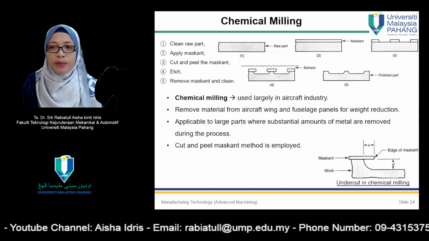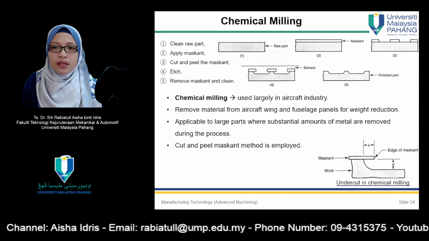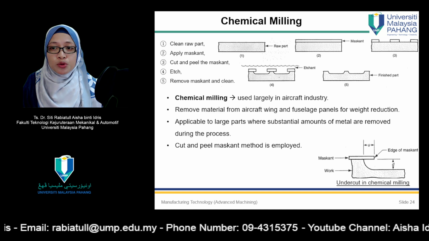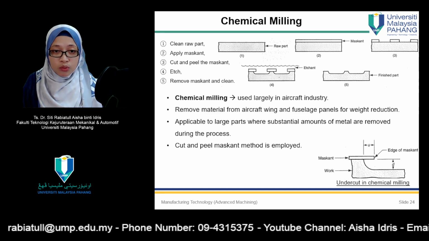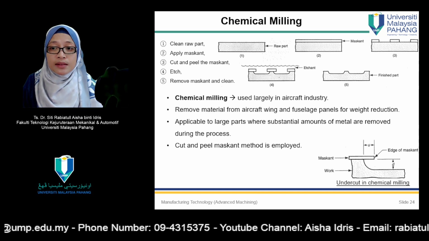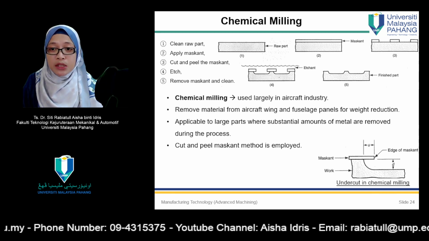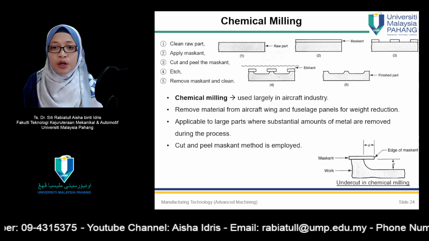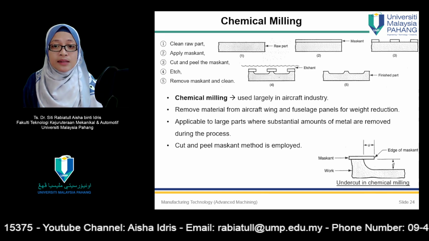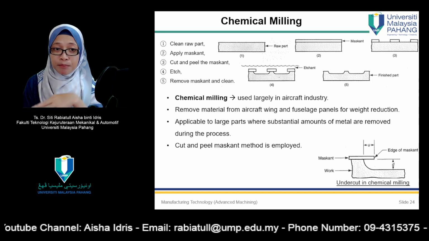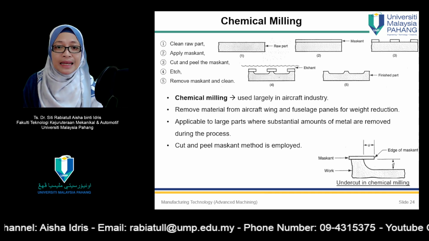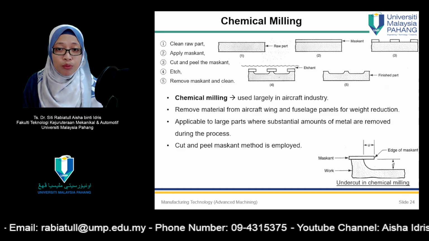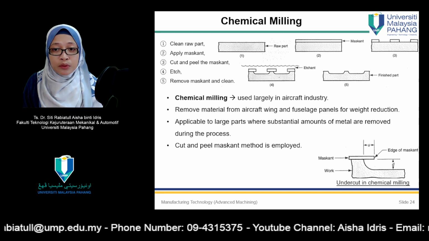Chemical milling was the first CHM process to be commercialized. During World War II, an aircraft company in the United States began to use chemical milling to remove metal from aircraft components. They referred to their process as the chem mill process. Today, chemical milling is still used largely in the aircraft industry to remove material from aircraft wing and fuselage panels for weight reduction.